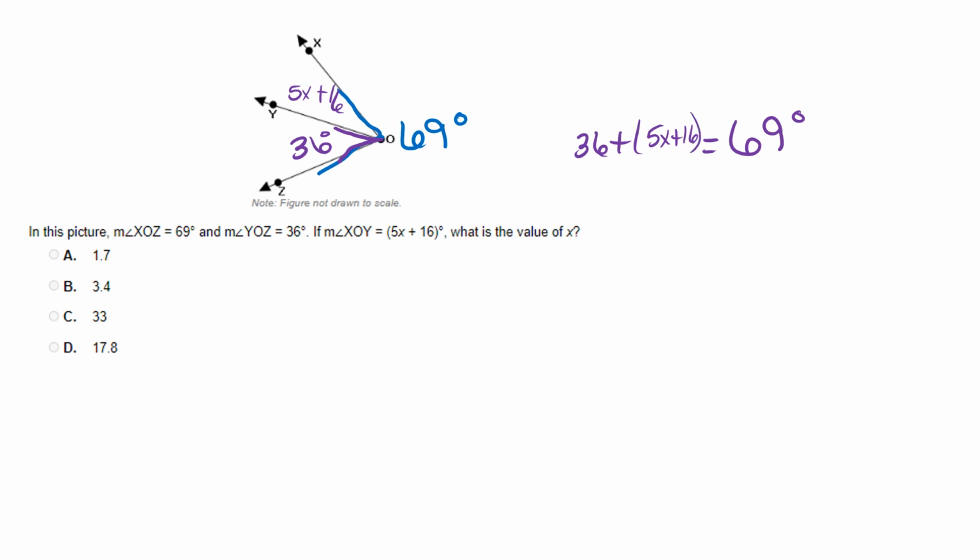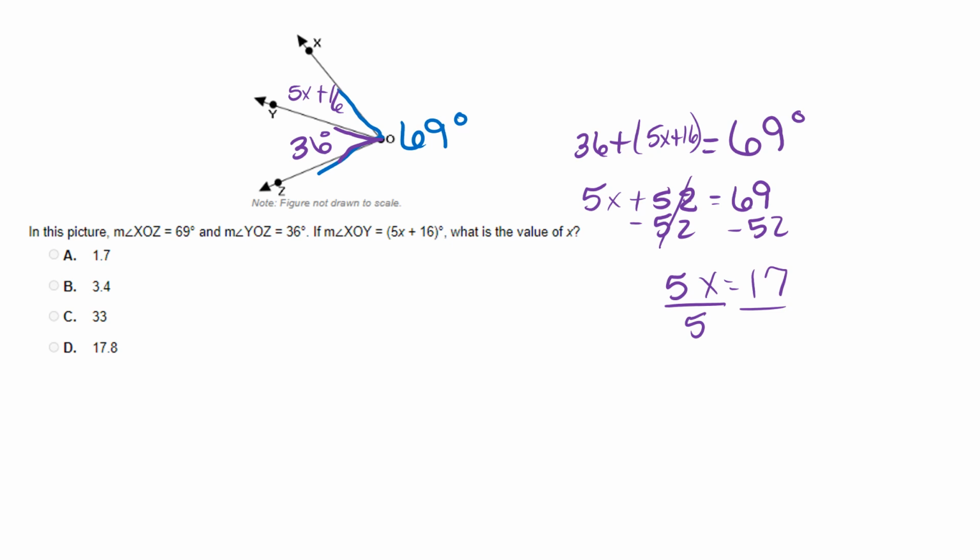36 plus 16 is 52. Okay, and now I'm going to subtract 52 from both sides. And then last but not least, the 5 is multiplied by the x, so to undo it, I'm going to divide by 5. 5 goes into 17 3 times with 2 left over, and that would be over 5. 2/5 as a decimal is the same as 4/10 or 3.4.